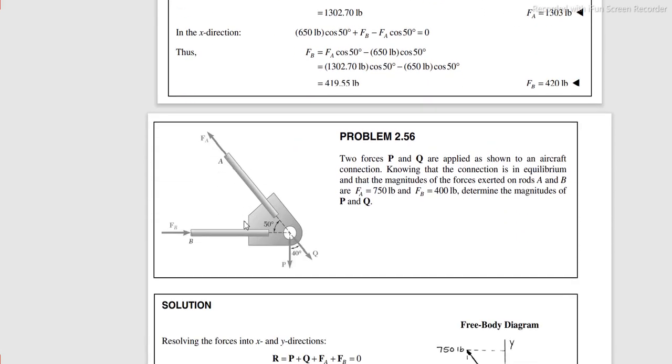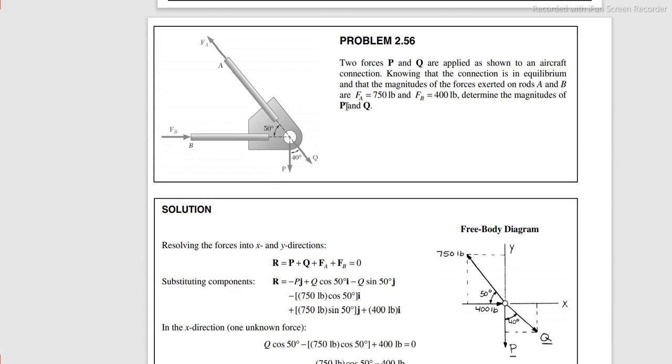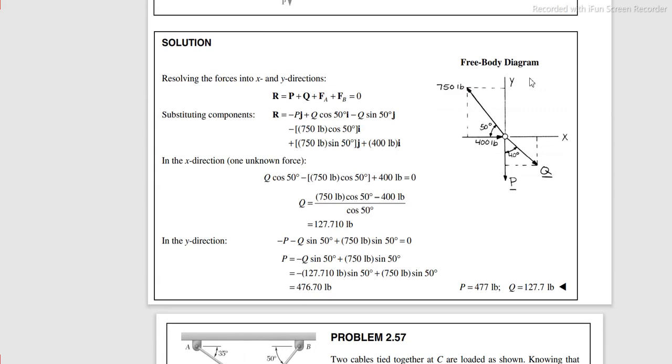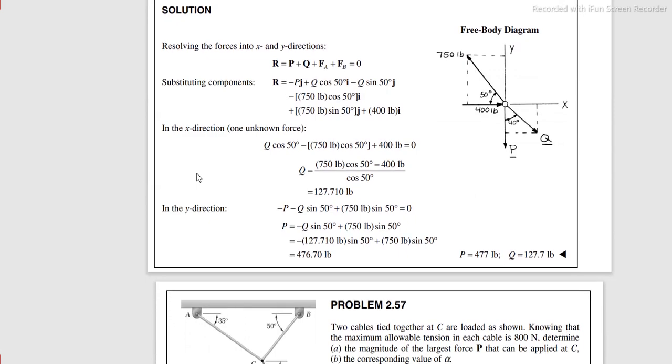Next problem 2.56. Two forces P and Q are applied as shown to an aircraft connection. Knowing that the connection is in equilibrium and that the magnitudes of forces exerted on rods A and B, FA equals 750 lb and FB equals 400 lb, determine the magnitudes of P and Q. This is the free body diagram and the solution is very easy question.